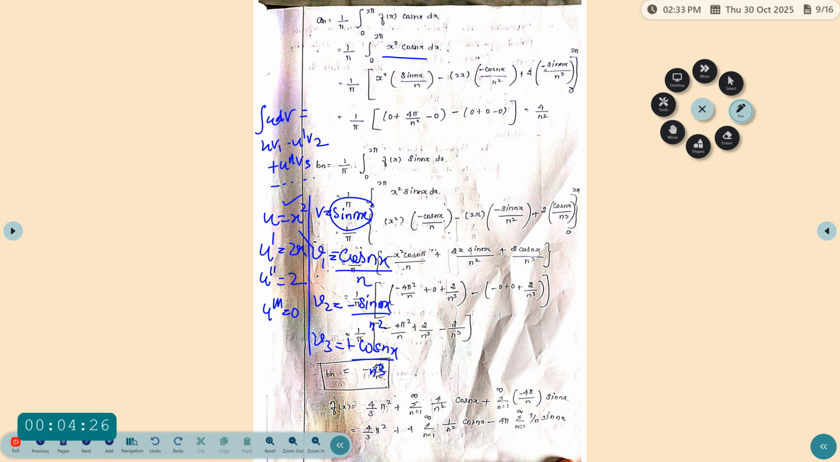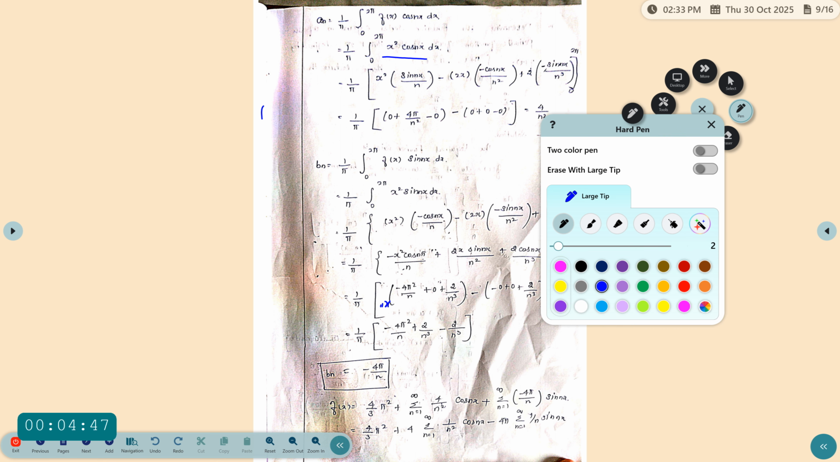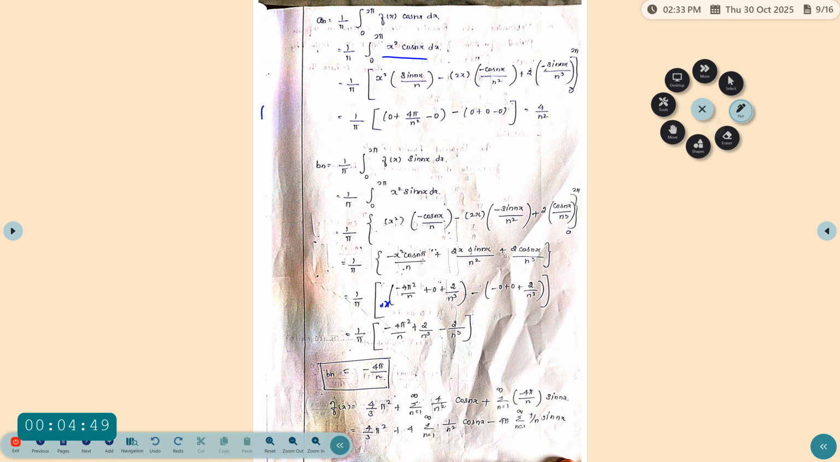So u v1, u dash v2, u double dash v3. In that way, we can apply the Bernoulli formula. So we can expand the Bernoulli formula. Then we are getting u into v1, x square into sin nx, minus u dash into v2 plus u double dash into v3.